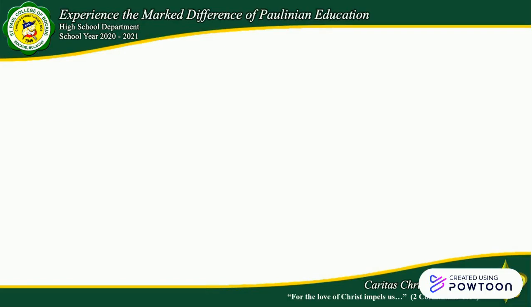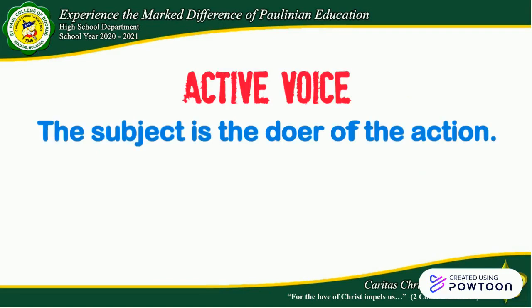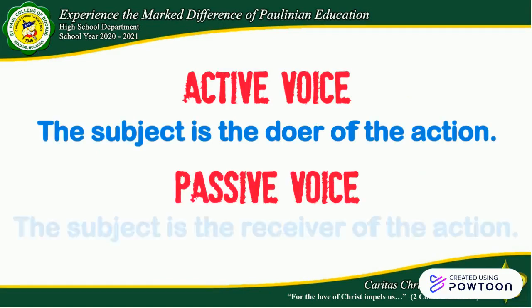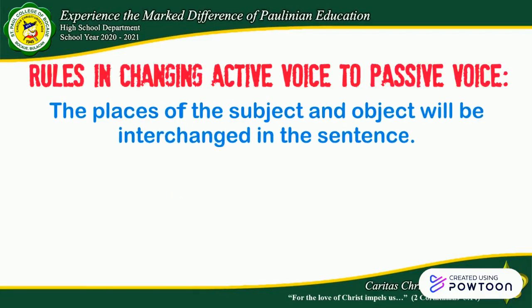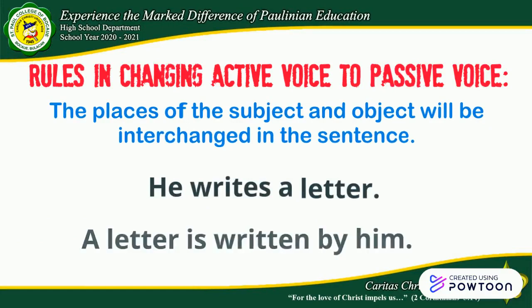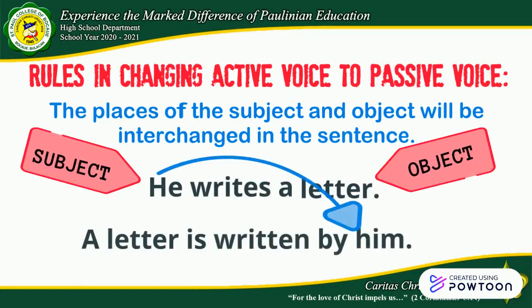Let us first remember that in the active voice, the subject is the doer of the action, and in the passive voice, the subject is the receiver of the action. First rule: the places of the subject and object will be interchanged in the sentence.